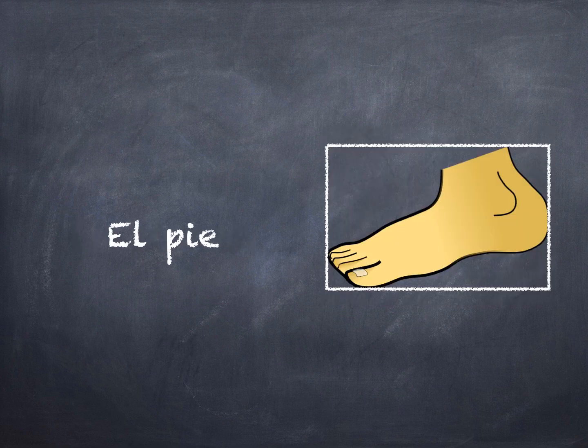El pie is the word for foot. Now you might notice, one, it looks like the word pie. It is not the word pie, it's pie. But two, pierna, the word we had just right before it, leg, pie fits right in there. So your foot is part of your legs. You can think of pie as being part of pierna, but pie is the word for foot.